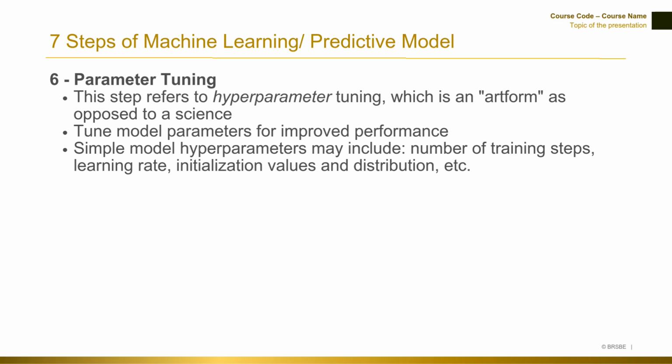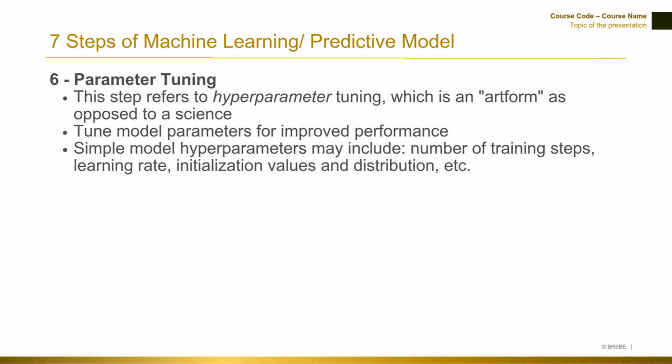Next step is parameter tuning, which is often referred to as hyperparameter tuning, a crucial step in the machine learning workflow that focuses on optimizing the settings of a model to enhance its performance. Hyperparameters are the configuration settings used to control the learning process of a machine learning model. Unlike model parameters, which are learned from the training data, hyperparameters are set before the training begins and can significantly influence the model performance. The choice of hyperparameters can greatly affect the accuracy, speed, and generalization ability of the model.